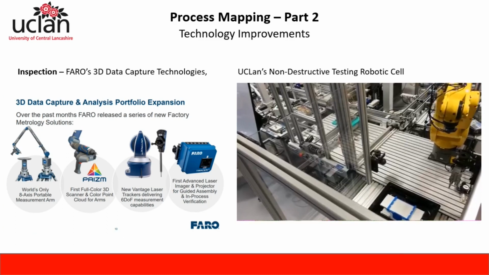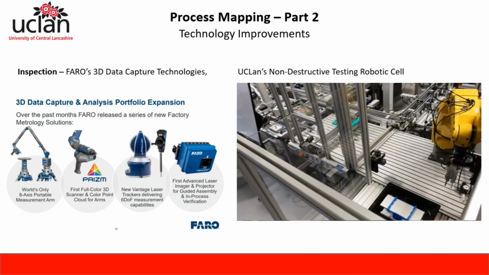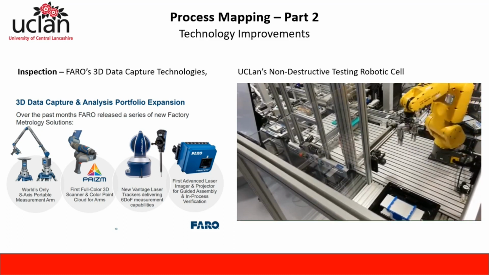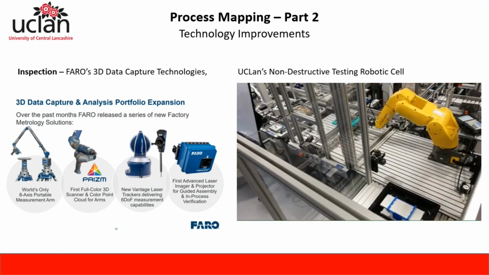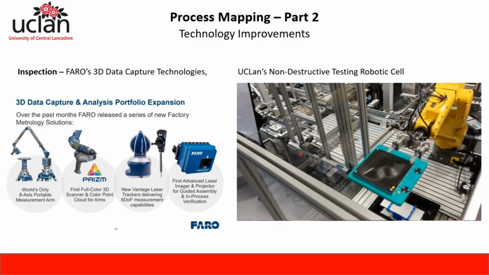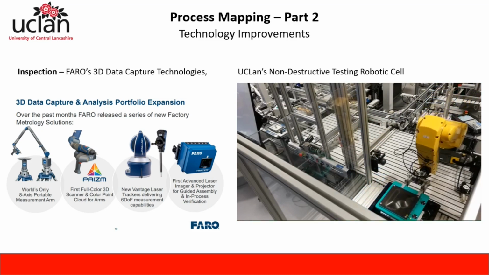For improving inspection, we can use technologies such as Faro's 3D data capture technologies, where we have everything from coordinate measurement machines to colour 3D scanners to laser trackers and laser projection systems for guided assembly. Then on the right, we also have the NDT Robot, NDT standing for non-destructive testing, which is able to fully automate the testing process and transport, lifting parts from a pallet onto a testing bed, performing the appropriate tests, and then putting the parts back on the conveyor belt if they've passed the test.